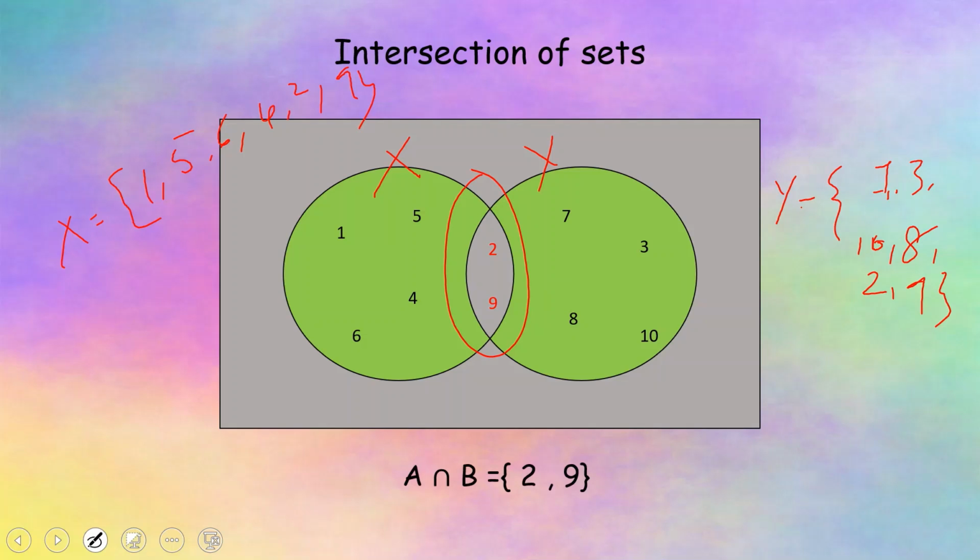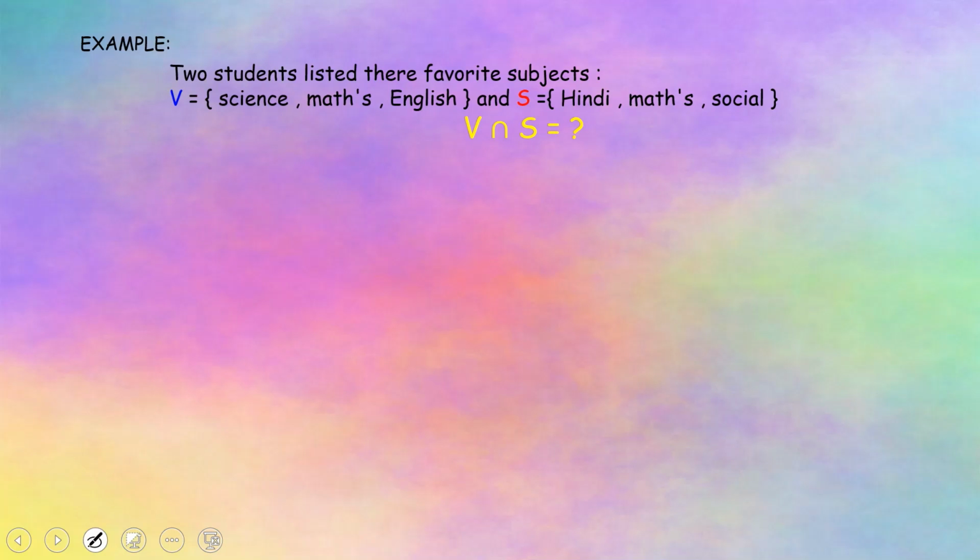And how is it denoted? Intersection of sets is usually denoted by the symbol, x intersection y, or you take it as a intersection b, as I have mentioned here, a and b. So a intersection b will be 2, 9. So let us look at another example.